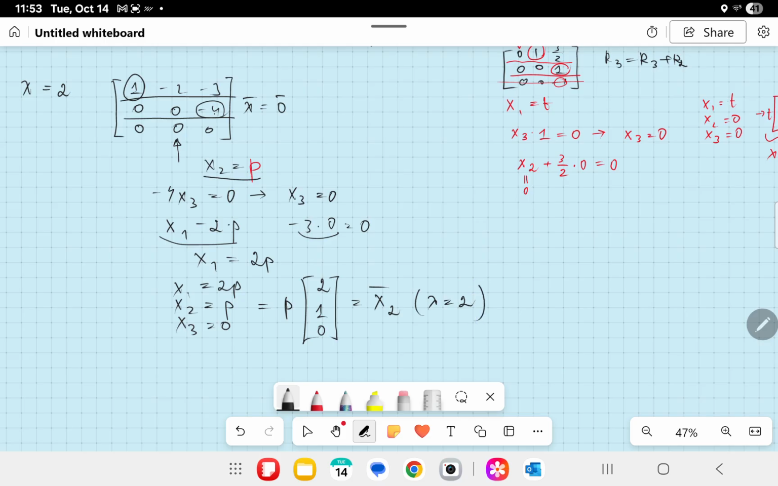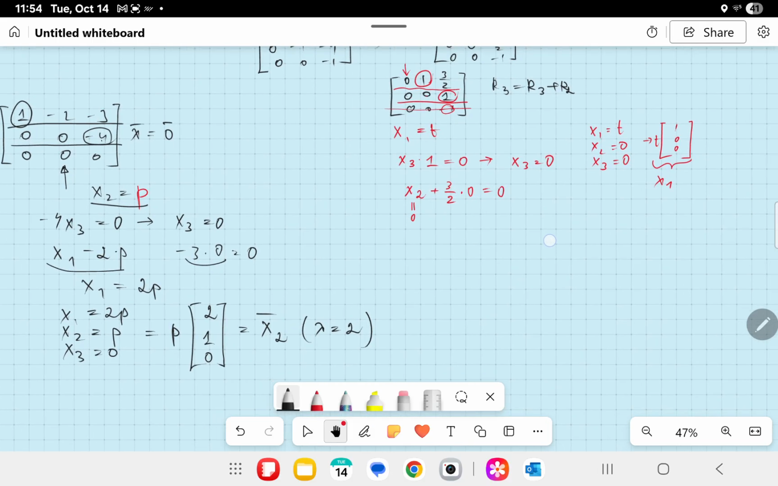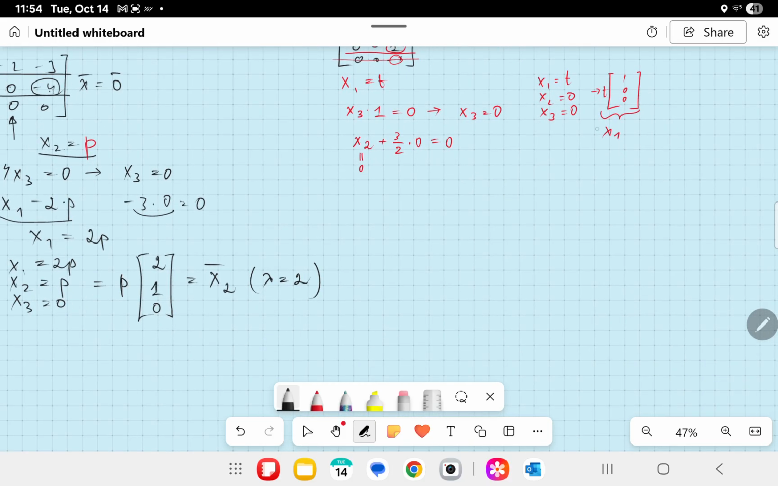You see, despite the fact that we had multiplicity 2, we got just one eigenvector, and that was (2, 1, 0). And the first one was, let me move it here so you can see them both at the same time. The second one was here, and for the first, x1 is going to be t times (1, 0, 0), and that corresponds to lambda equals 1. Well, we solved the problem.